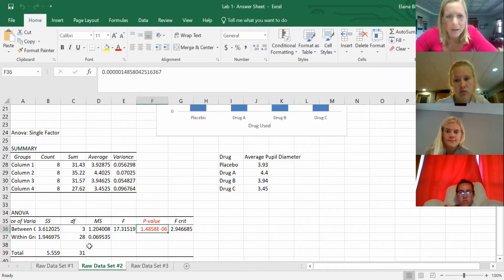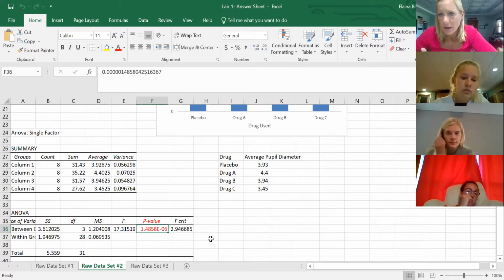But again, that's the abbreviation for that. So when you want to see the full number, if you just click on this up here on the formula bar, it should come up with what that value is. But basically, anytime you see E negative something, it's a super small number, which means that there is a significant difference.